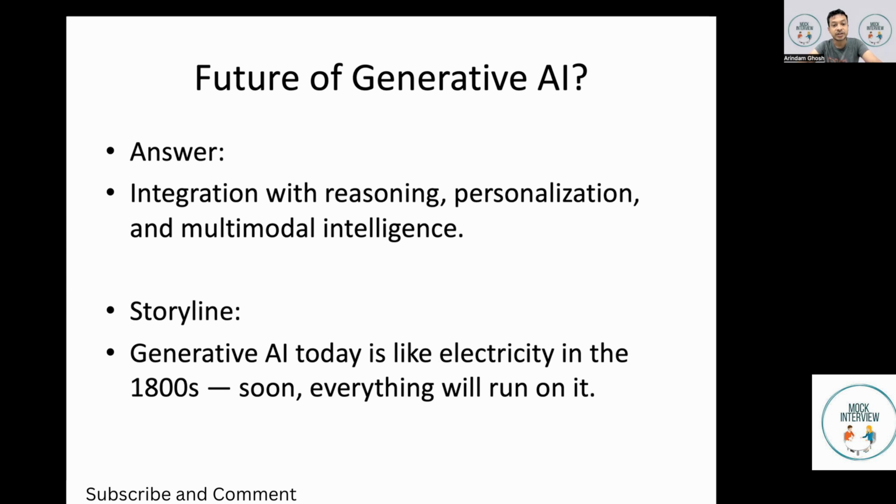Storyline. So generative AI today is like electricity. Soon everything will run on it. It has just started, right? Now that it has started, and it started in a big way, everything will be using this generative AI, and it will run everywhere. So that's how the future of generative AI looks, right? Like agentic AI. That's one more area we'll cover soon.